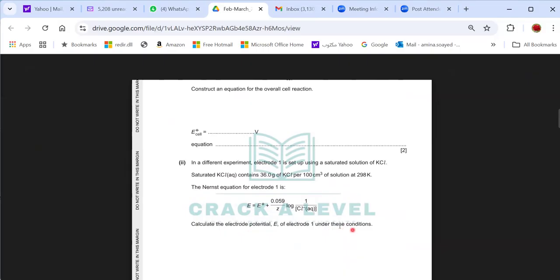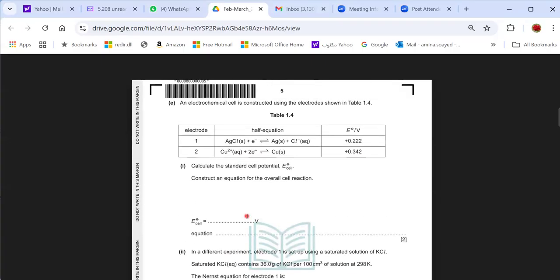Of course, as you see here, whenever we have a certain half ionic equation, this is when we say E naught, it means that it is the standard electrode potential.